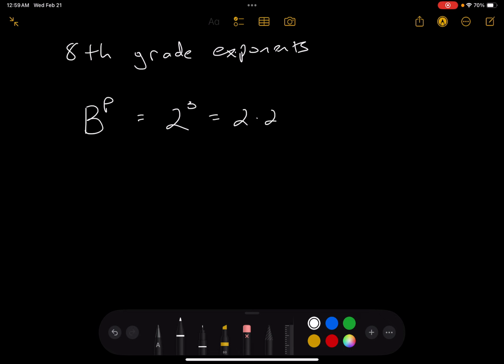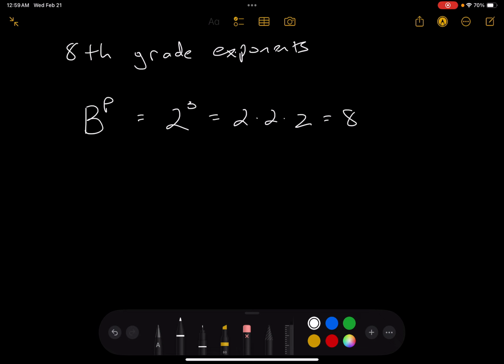2 times 2 times 2. So we have to know how to convert something where it's 2 times 2 times 2 into 2 to the third power. Or if it's 2 to the third power, we have to understand that's what the operation is. And if we were to evaluate it, this would be the same thing as 8.